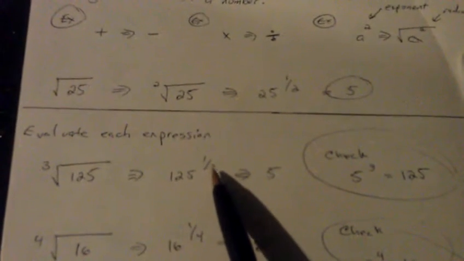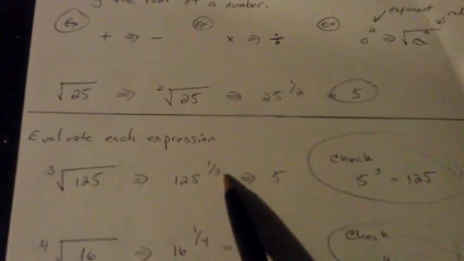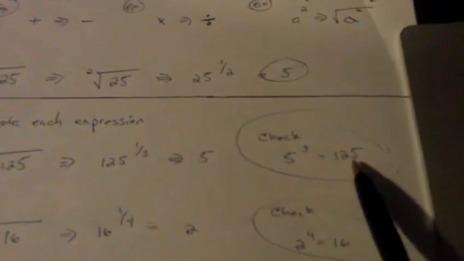So right here again, we have a rational exponent written as a fraction. Now, how do we know that it's 5? Because 5 times 5 times 5 is 125. It checks out. Let's look at our next example.